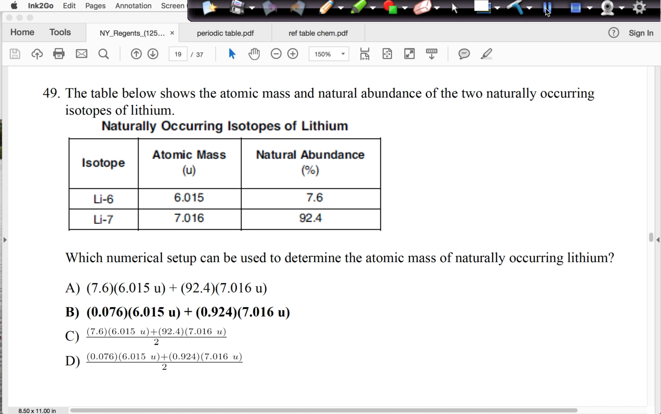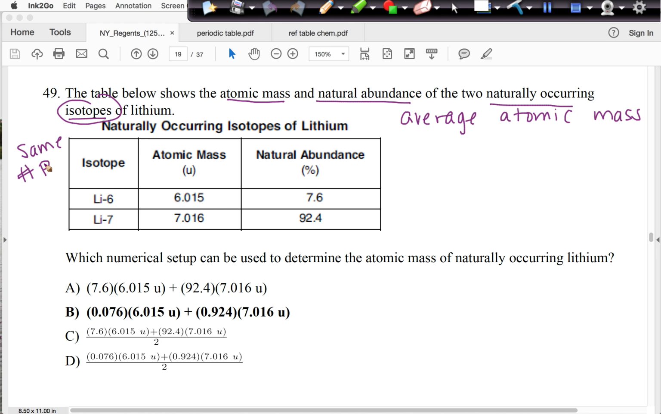For number 49, it says that the table below shows the atomic mass and natural abundance of two naturally occurring isotopes of lithium. We said that when they talk about atomic mass, natural abundance, and naturally occurring isotopes, we are talking about finding the average atomic mass. These different isotopes have the same number of protons, but different numbers of neutrons, which gives them different masses.